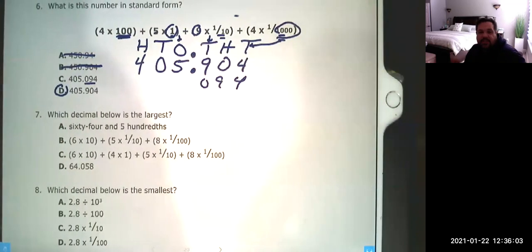All right, number 7 says, which decimal below is the largest? We need to find the one that's the largest, the biggest. Pause me right now and figure it out.